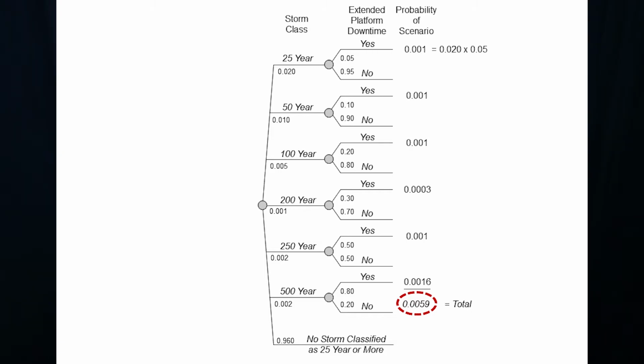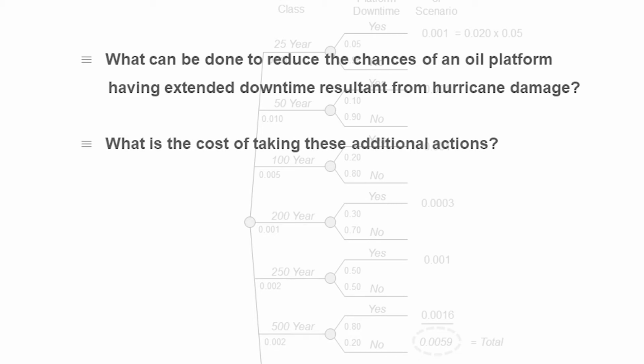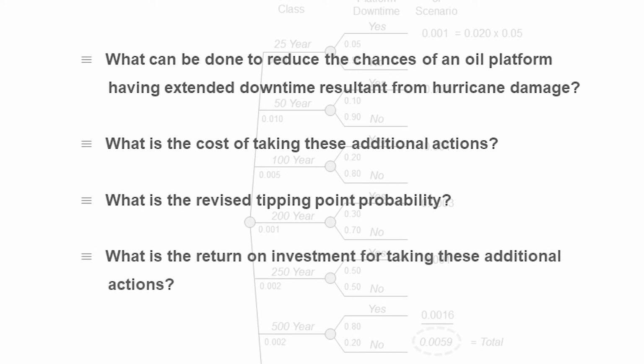Now, given the costs of repair or replacement of an oil platform and the loss of oil production, this percentage chance of extended oil platform downtime might still be quite significant. The questions for senior management remain. What can be done to reduce the chances of an oil platform having extended downtime resultant from hurricane damage? What is the cost of taking these additional actions? What is the revised tipping point probability? And what is the return on investment for taking these additional actions?